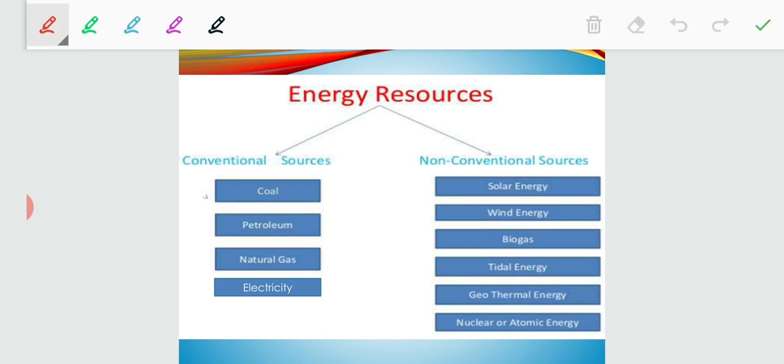The ones that come under the conventional energy: number 1 is coal, number 2 is petroleum, number 3 is natural gas, and number 4 is electricity. Here electricity is thermal electricity, okay, which is a conventional energy resource. Non-conventional energy resources are solar energy, wind energy, biogas, tidal energy, geothermal energy, and lastly nuclear or atomic energy. So, these are the non-conventional sources of energy. Now, quickly we will proceed with the characteristics of these two types of energy resources in a differentiating manner.